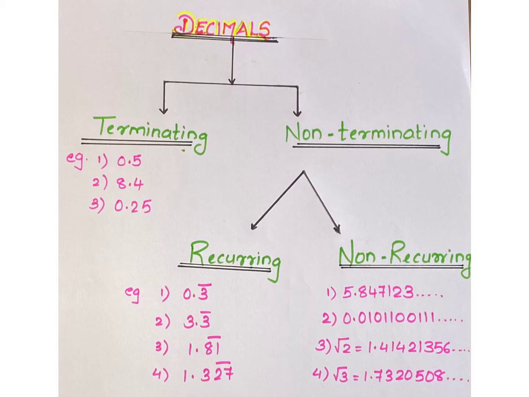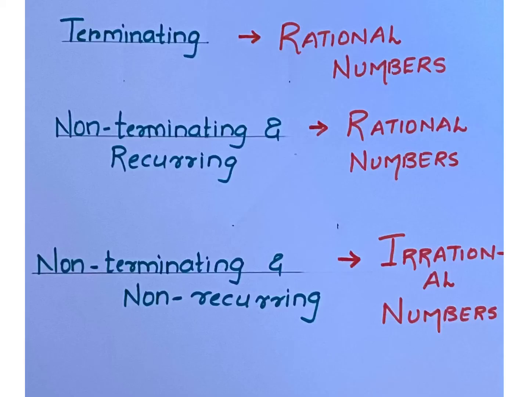Here you can see that the digit 3 is repeating, so it is recurring. Similarly, other examples are 3.3 bar, 1.81 bar, 1.327 bar. Next are non-recurring decimals. Non-recurring decimals are decimals in which there is no ending and the digits are also not repeated. You can see the example 5.847123, etc. Root 2: if you take root of 2, it will be 1.41421356, etc., and it will not end. Another is root 3. So all these are non-recurring decimals.